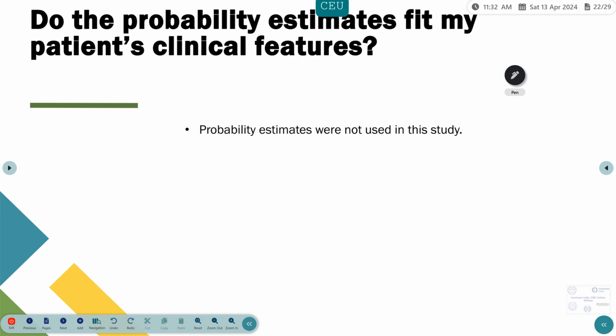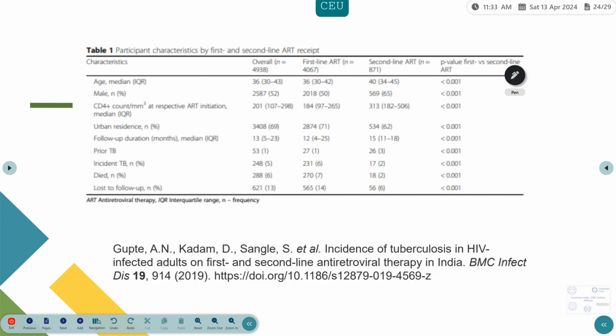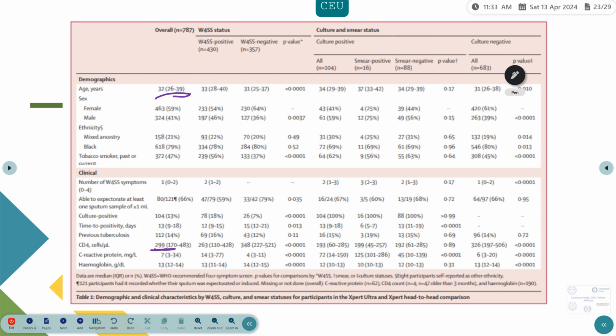However, in this study, probability estimates were not used. They had used the data from their own study. So we can just look at the baseline characteristics and compare it with our study also. This is mainly patients around the age of 32 with a median CD4 of 299. Comparing it with Indian data, the average age is slightly higher. The median CD4 also is slightly lower, around a 60 to 70 difference.